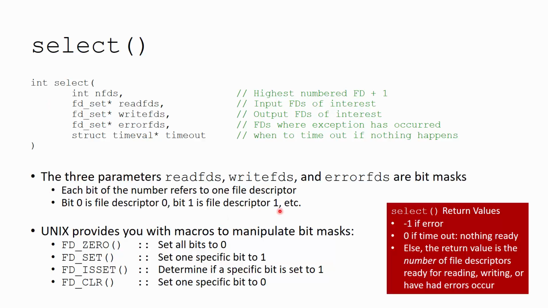Unix is going to give us some macros to manipulate our bit masks here. FD_ZERO will set all the bits to 0. FD_SET sets one specific bit to 1. We can use the FD_ISSET function to determine if a specific one has been set to 1, and we can clear a specific bit also with FD_CLR. Select is going to return -1 if there was a problem calling it, and 0 if it times out, so nothing was actually returned before our timeout occurred, and that's our last parameter here. The timeout is how long it's going to sit there blocked, waiting if nothing's happening. The other return result out of select is the number of file descriptors that are ready for reading or writing or have had errors occur on them.